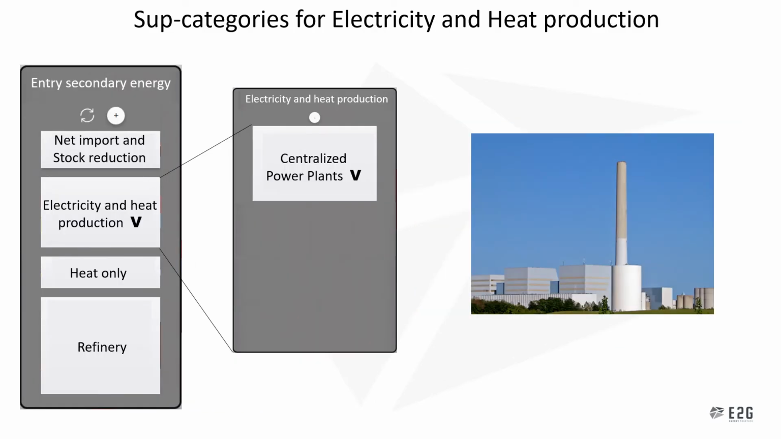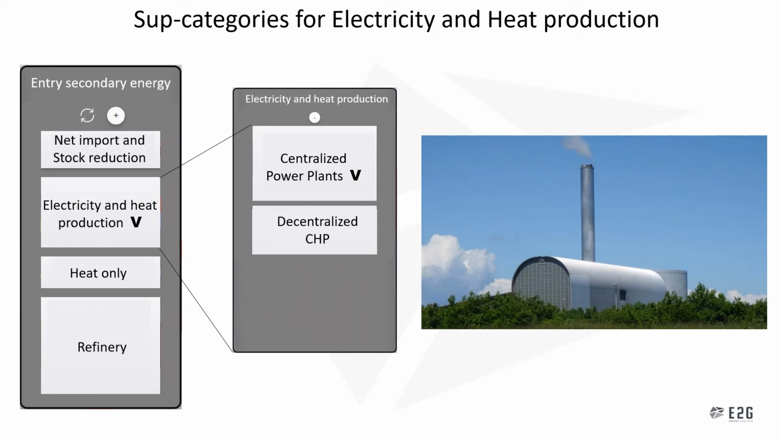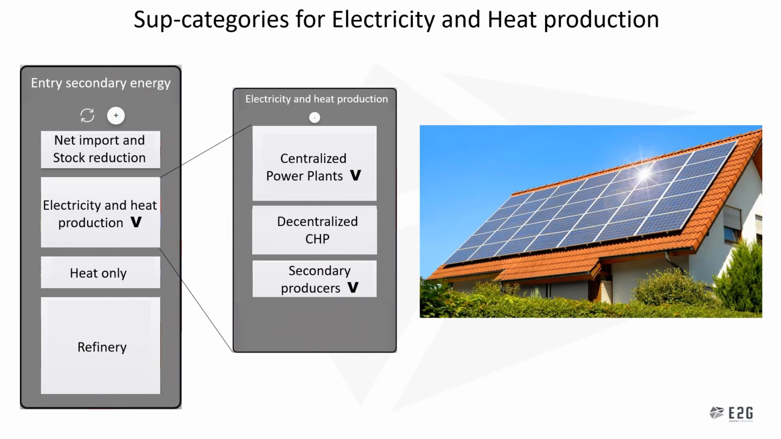As mentioned, there was a level deeper within the electricity and heat production. I will now show what this consists of. Within this category, we first have what is called centralized power plants. Then there are decentralized combined heat and power plants. These power plants produce both electricity and district heating. And then there are secondary producers.